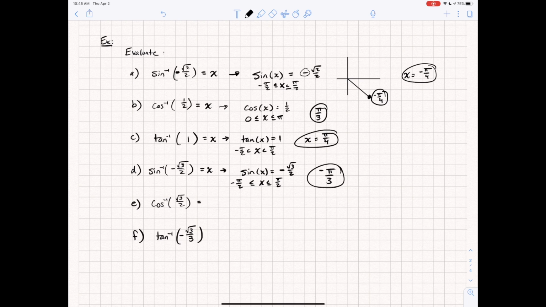Inverse cosine of positive root 3 over 2. This is asking where is cosine equal to positive root 3 over 2, but that has to be in between 0 and pi. So positive root 3 over 2, this would be in the first quadrant, specifically at an angle of pi over 6. All right, now this one's going to be a little bit trickier. So inverse tan of negative root 3 over 3. This is essentially saying tangent of what is going to give me negative root 3 over 3.